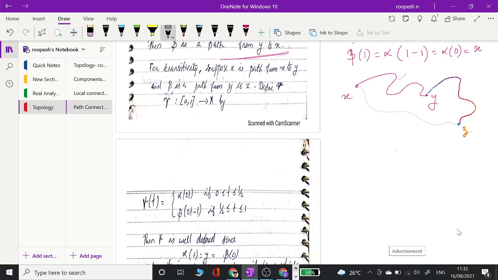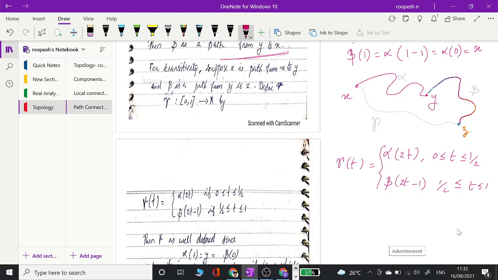So this is my alpha and this is my beta. Now we want to define a path gamma here. I have defined my gamma like this: gamma of t equal to alpha of 2t, where 0 less than or equal to t less than or equal to 1 by 2, and this equals beta of 2t minus 1 when 1 by 2 is less than or equal to t less than or equal to 1.